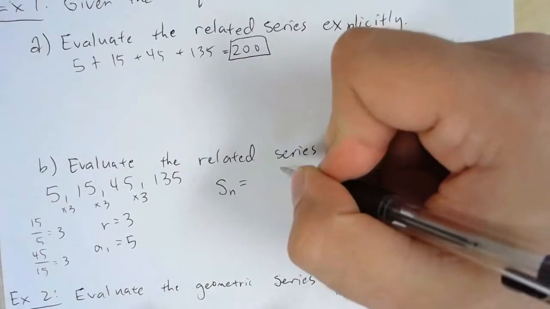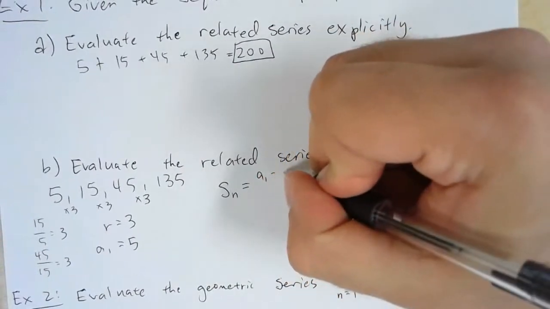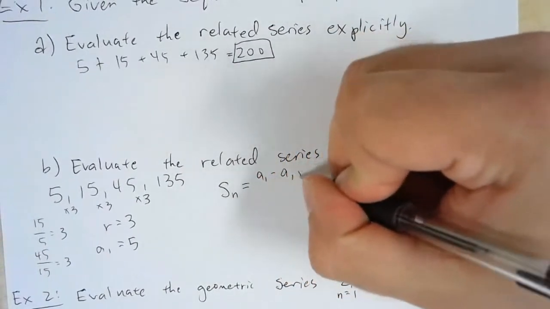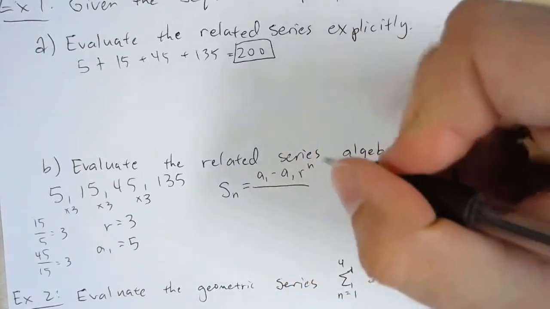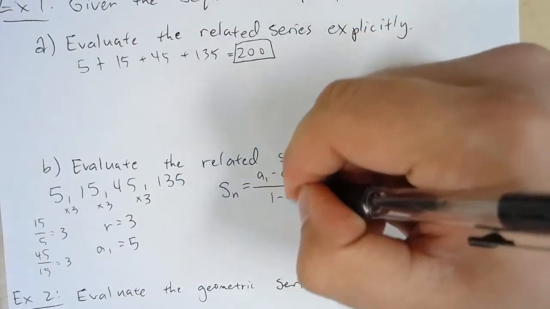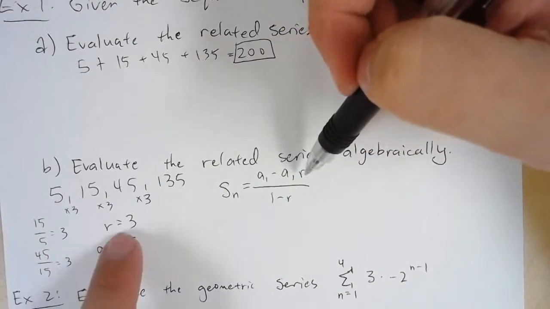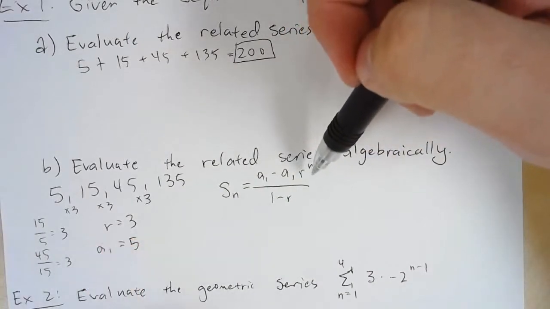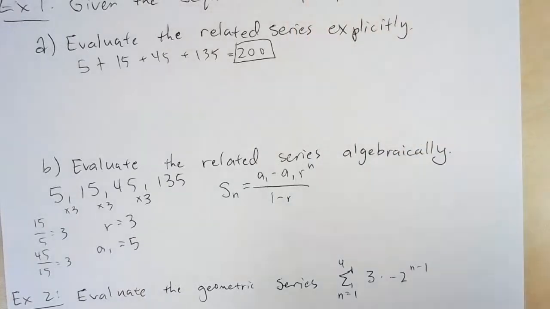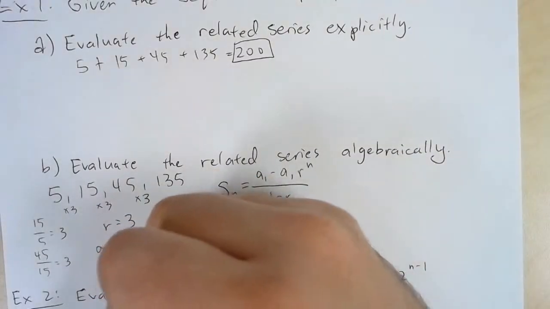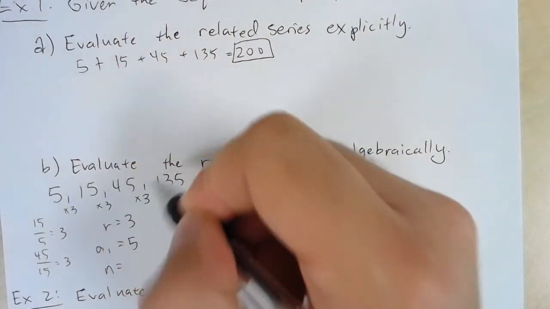So this is evaluated with this formula. S sub n equals a sub 1 minus a sub 1 r to the n power all over 1 minus r. And we know what a lot of these things are. We know a sub 1 is our first term, r is our common ratio, n is the number of terms we have, and that r is the same thing again. So let's count how many terms we have because we don't have that yet. So n equals, we've got 1, 2, 3, 4 of them.